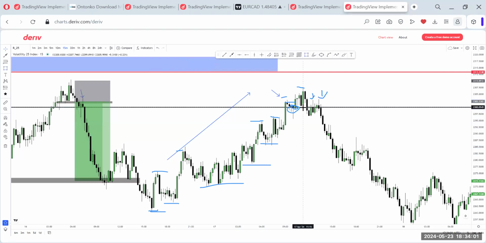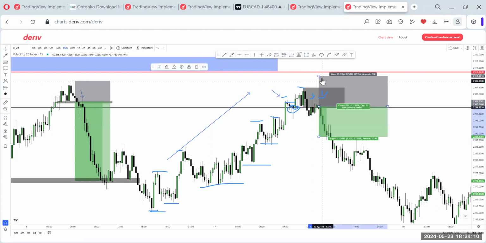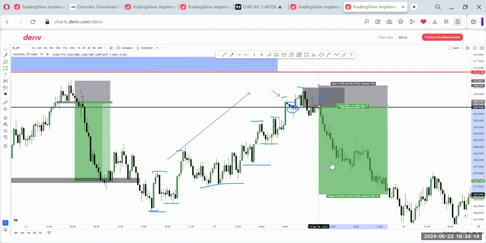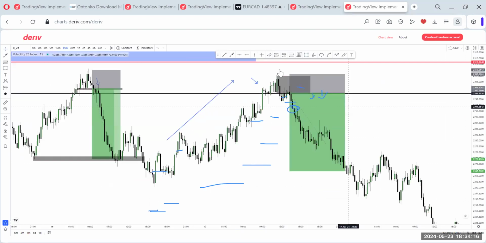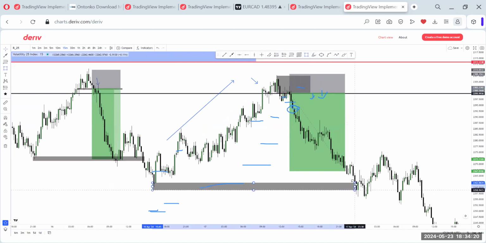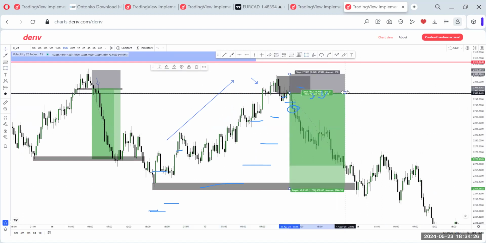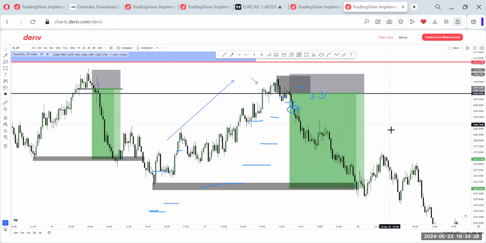If you know about supply zones, the last green candle before the break becomes our supply zone. And you could have taken your entry right there, your stop loss right above the zone. You go for the immediate low and look at it. You hit your take profit. This was the low that was very obvious. And if you took this trade, you made money, without stress.